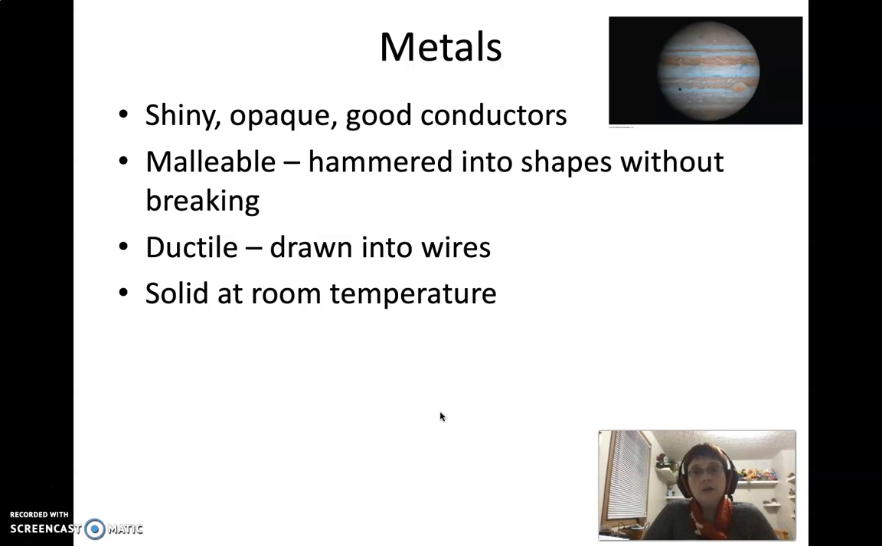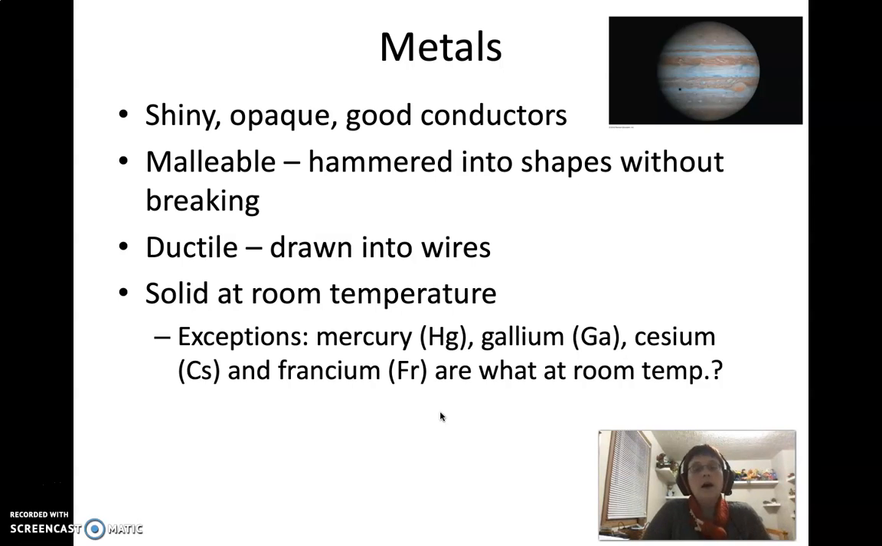These are solid at room temperature, with a few exceptions. These four metals are not going to be solid at room temperature. You may recognize one of them. My guess is that you probably don't.